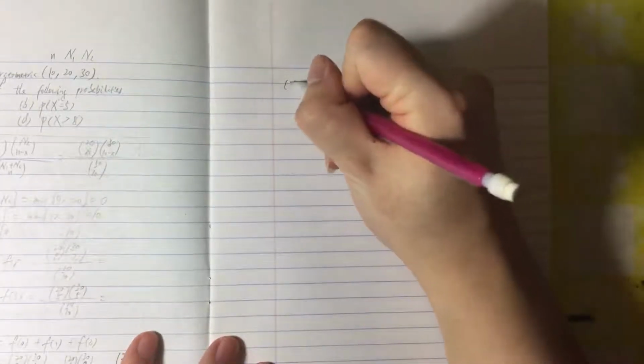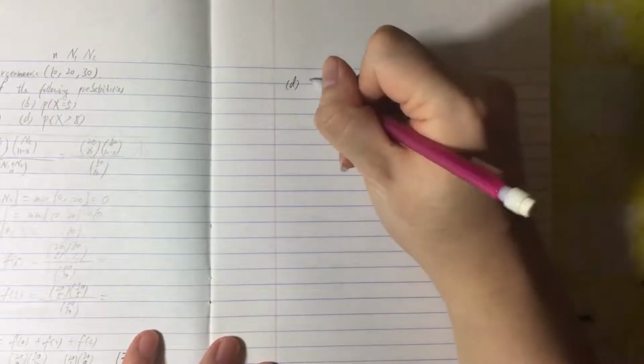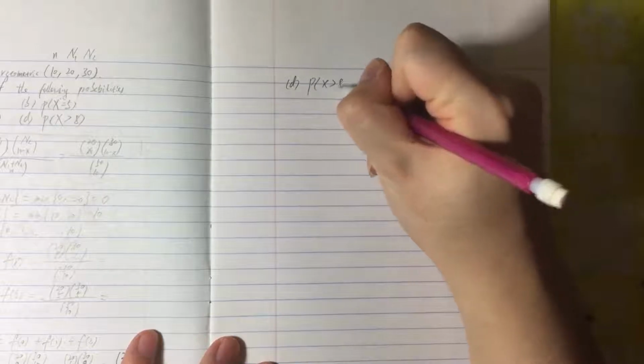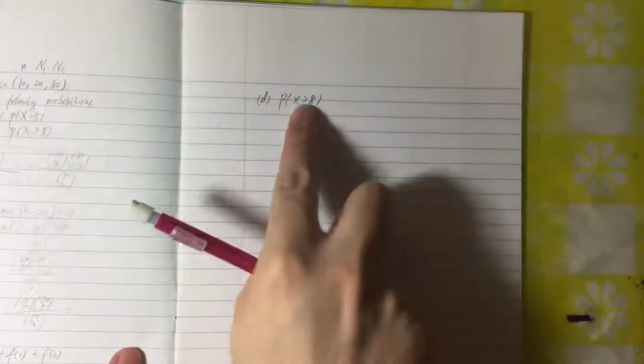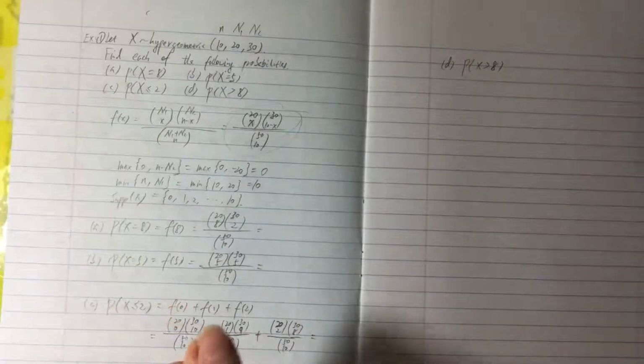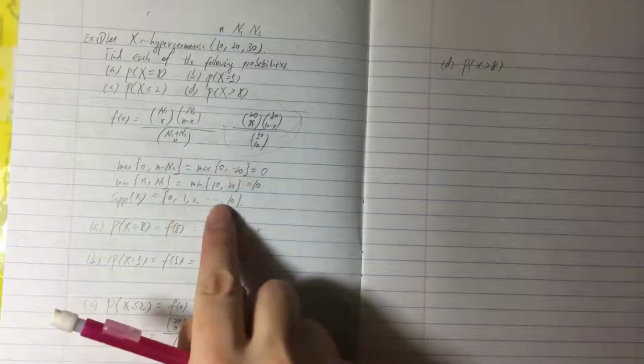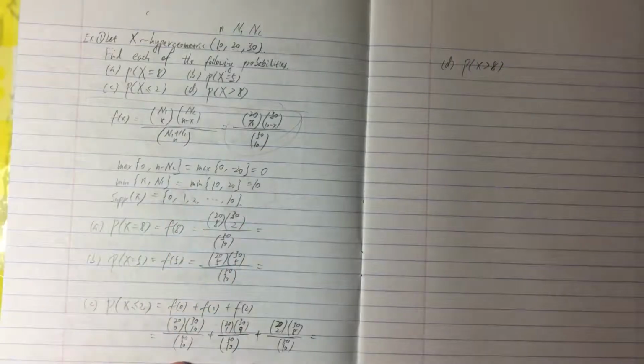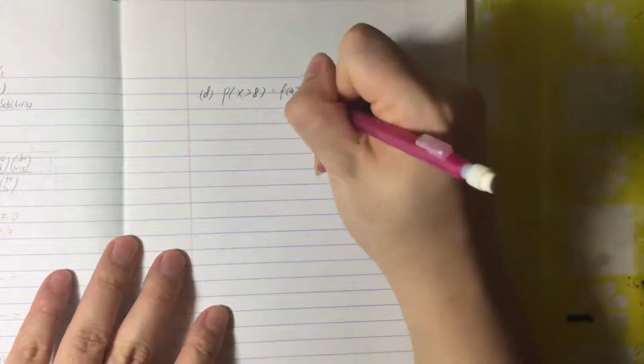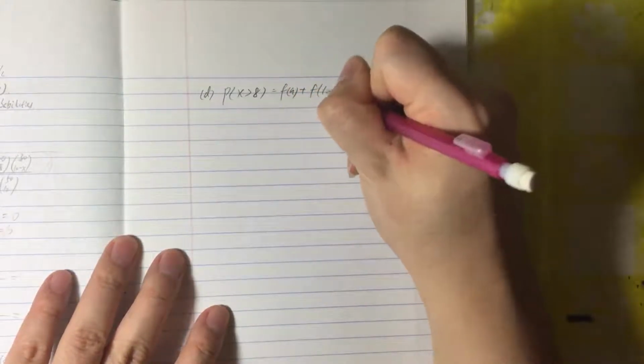Part D. What's the probability that x is greater than 8? Look at support here. x is between 0 and 10. If x is greater than 8, it must be 9 and 10. That's f of 9 plus f of 10.